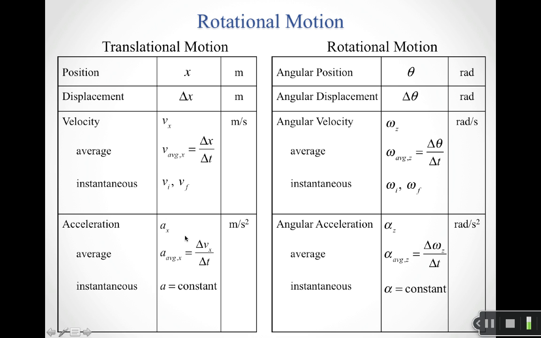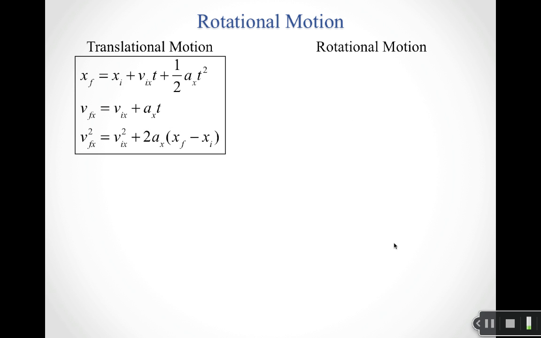Another thing to highlight: x, v, a, these are all out of the Roman alphabet. This is the alphabet that we're used to dealing with. Theta, this is a lowercase omega. This is a lowercase alpha. These are Greek letters. So with rotational motion, typically, not always, but typically, we'll use Greek letters to represent things that are going on rotationally, to help signify that that's a rotational quantity that we're interested in.